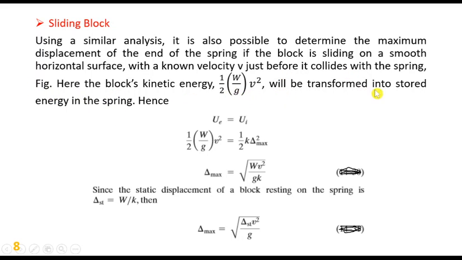Here the kinetic energy will be transformed into stored energy in the spring. Hence, this is the block. When it strikes, the same delta max, and this is the spring constant or stiffness K. Again by conservation of energy, 1 over 2 into W over g into V square is equal to 1 over 2 K delta max square. So from here delta max can be found. Since the static displacement of the block resting on the spring is again delta st equal to W over K, when you put it here, this will be the result.